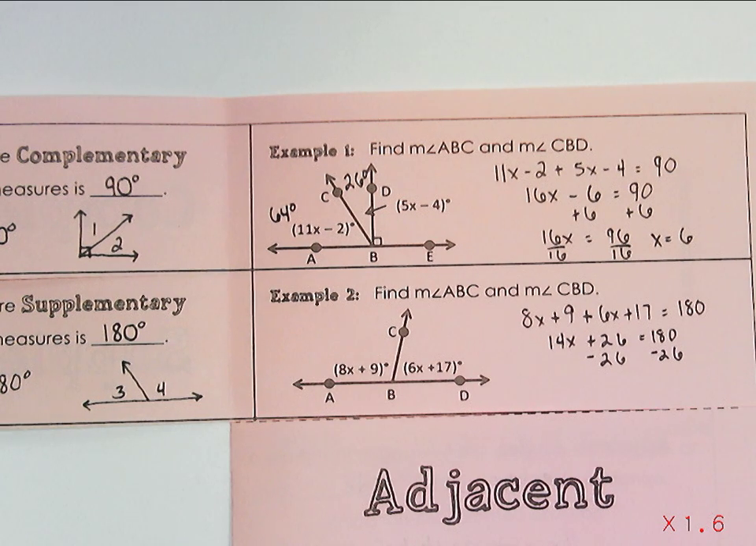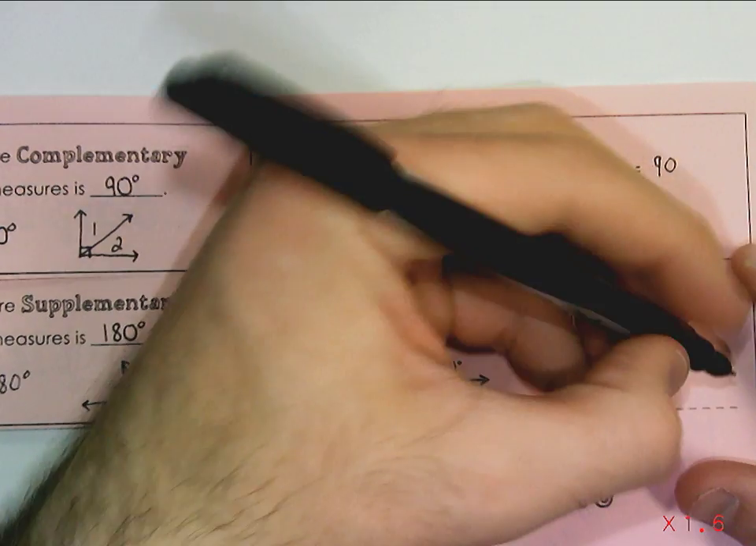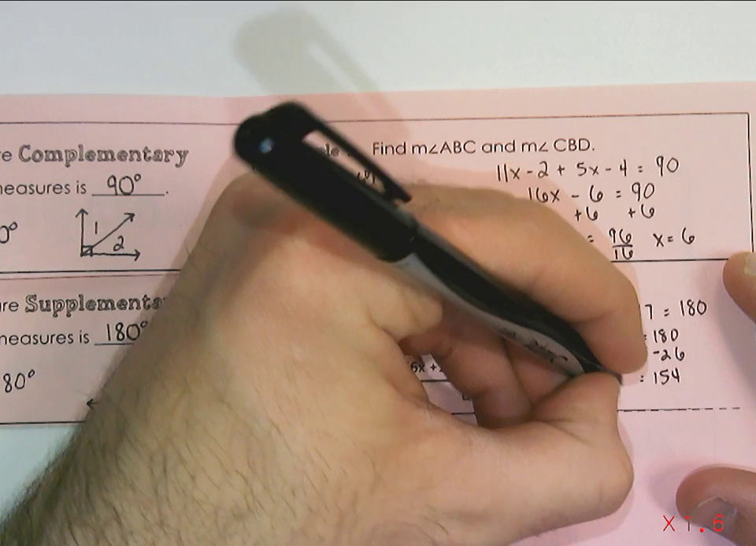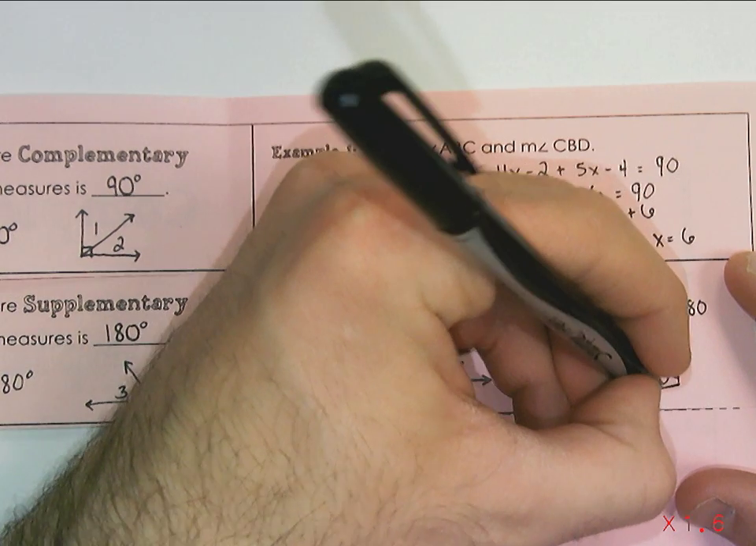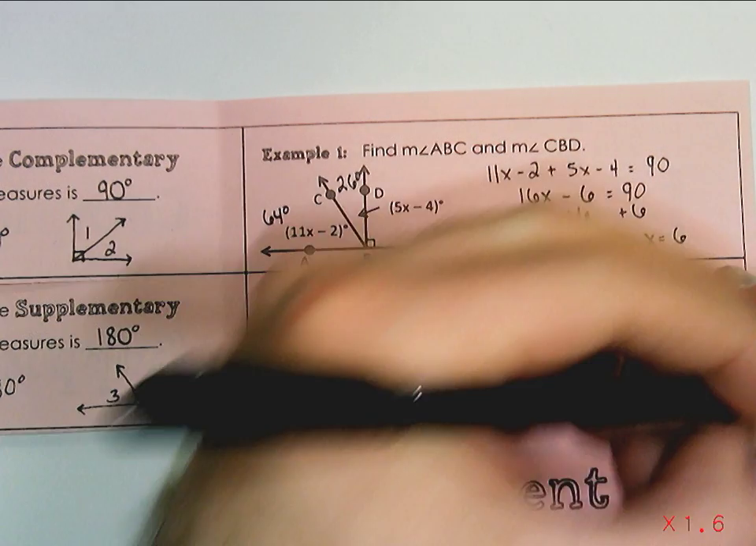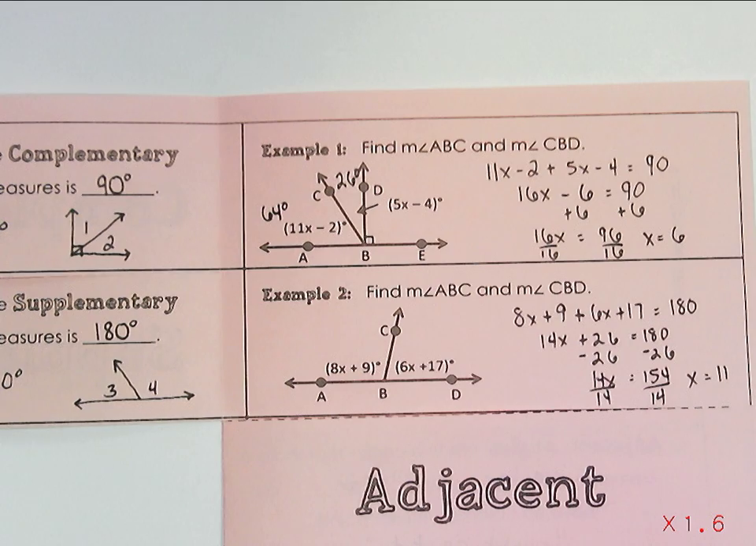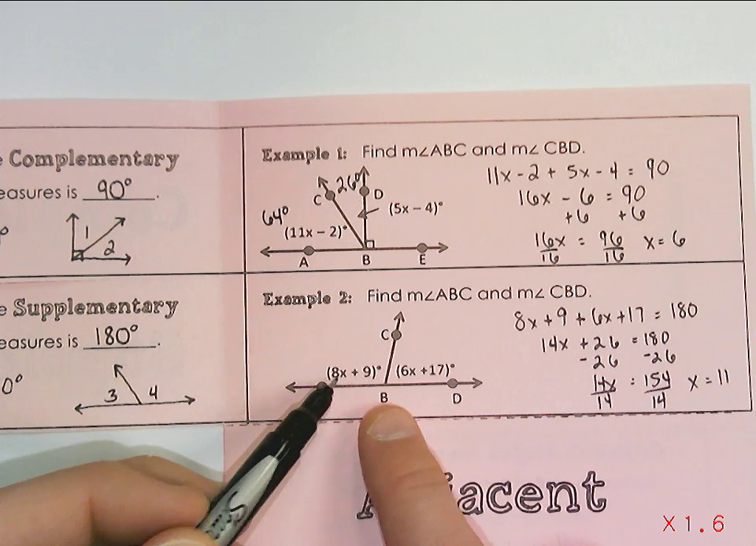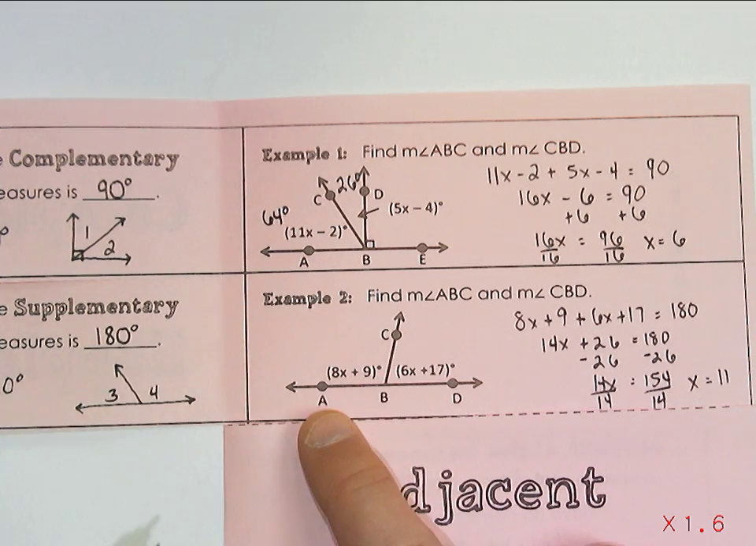154, I believe. Just going to double check. Yep. So 154 equals 14x. Divide by 14. Going through that a little quick because we've spent a lot of time doing that. And we would get x equal to 11. Now if we plug this value of x back into these angles, let's see what we get. And this should add up to 180.